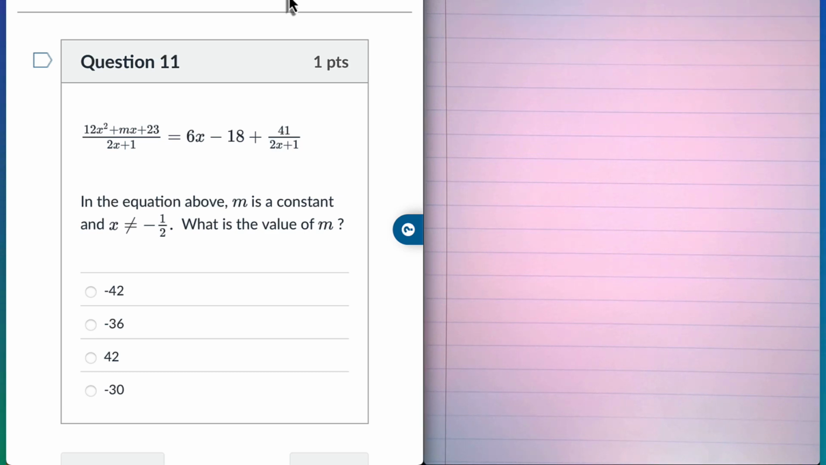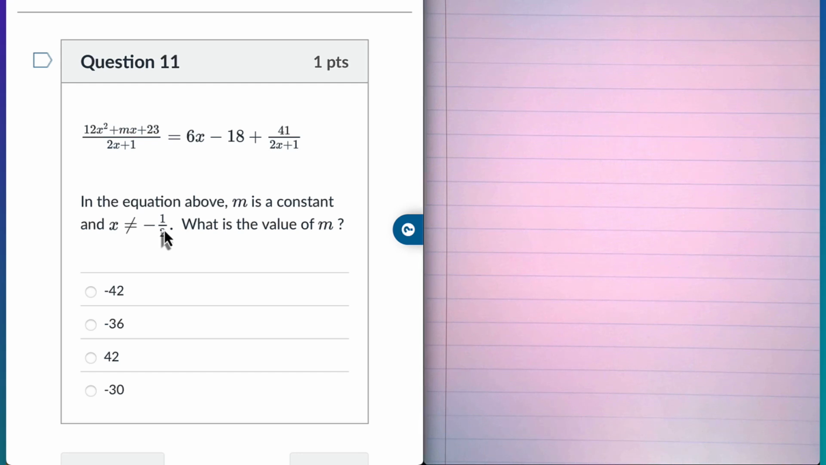In the equations above, m is a constant, x cannot equal negative 1/2. And you might ask, why do they talk about this? Well, that's because we want to be sure that we're not dividing by 0. In case x equals negative 1/2, we are saying, hey, discard that. What is the value of m?